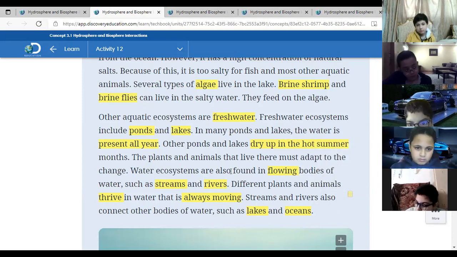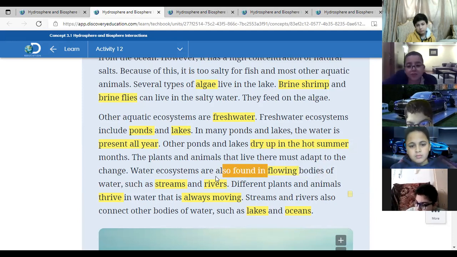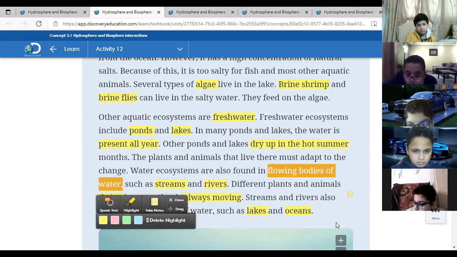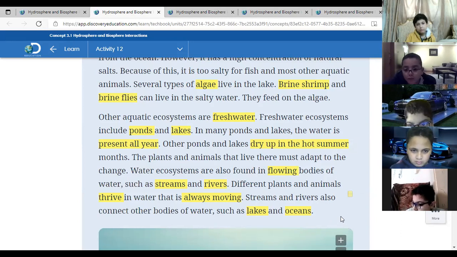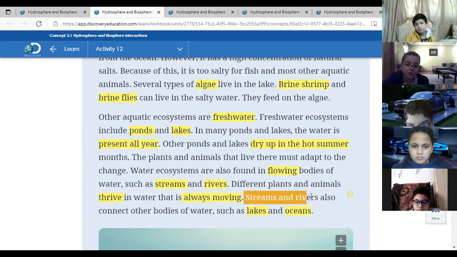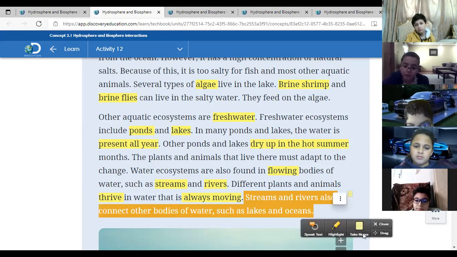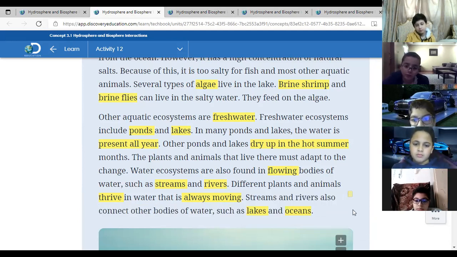Then water ecosystems are also found in flowing bodies of water, in bodies of water that are always moving, like streams and rivers. The water is always moving there, not like lakes and ponds where the water is still in place. Okay, so different plants and animals will live in the moving water. The streams and rivers, this is the last two lines. The streams and rivers also connect other bodies of water, such as lakes and oceans.